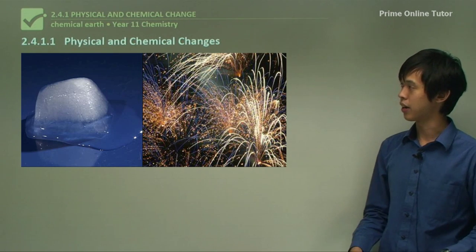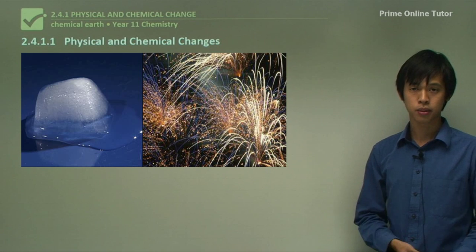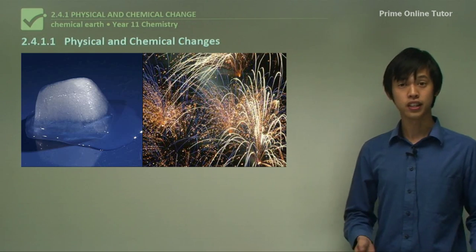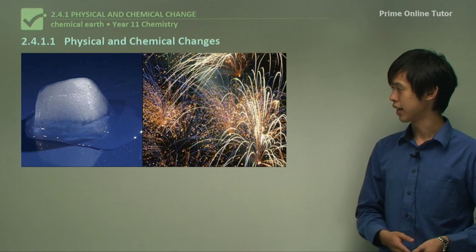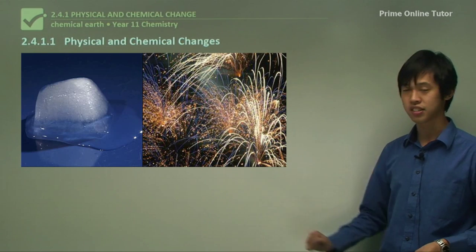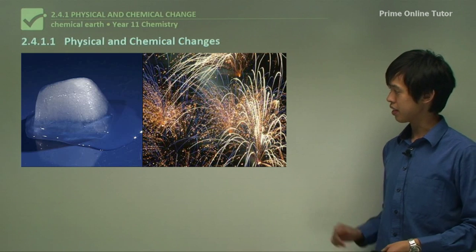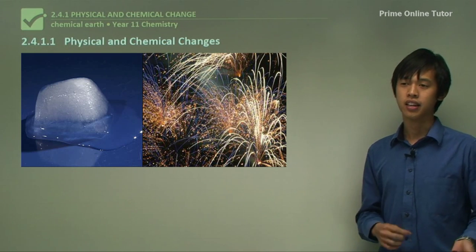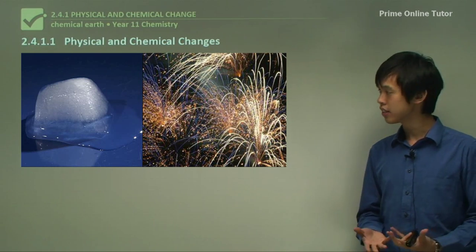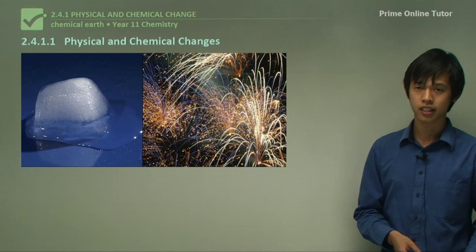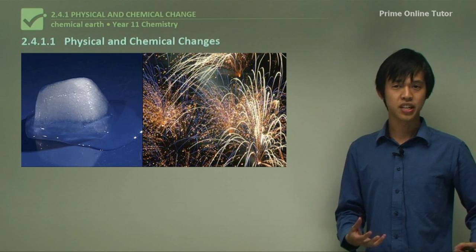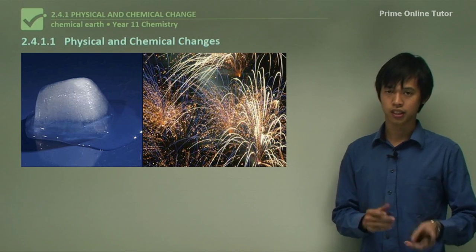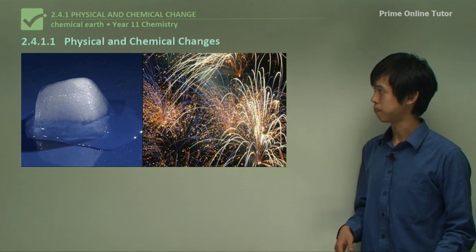We're going to look at what a physical change is and what a chemical change is, how they differ, and how we identify when one is happening and when the other is happening. On the left you see an ice block melting, and on the right we have fireworks. Fireworks are a chemical reaction, whereas ice melting is a physical change. We're going to see why they're different and how we can figure that out for ourselves.